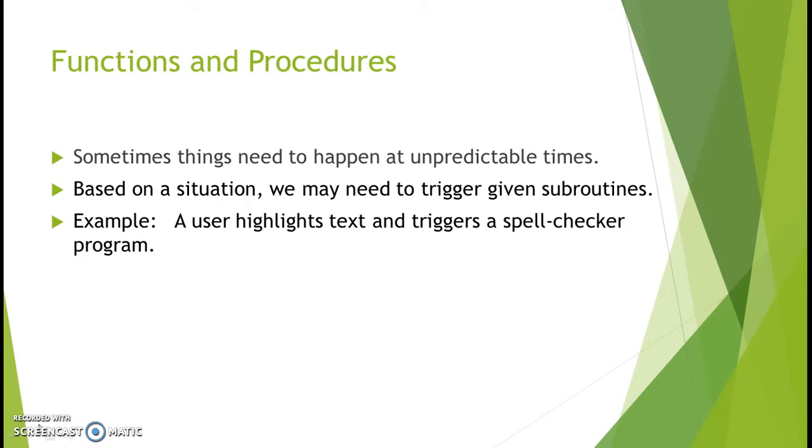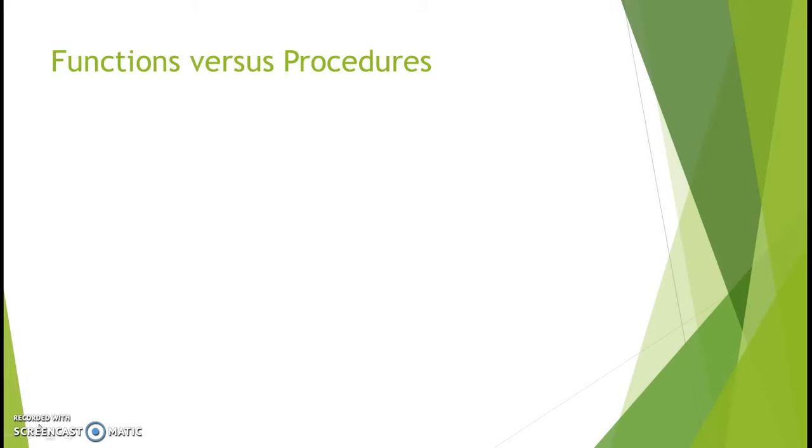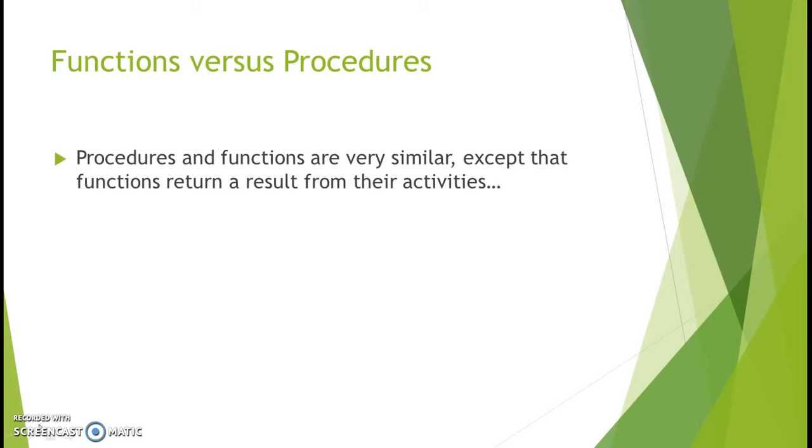For example, during word processing, a user might decide to highlight their text and trigger a spell checker program. Depending on the kind of function or subroutine we need, we would use a function or a procedure, and we'll highlight the differences between those. So functions and procedures are really very similar. Functions return a result from their activities, whereas procedures don't.